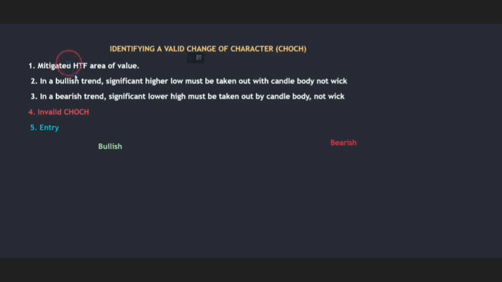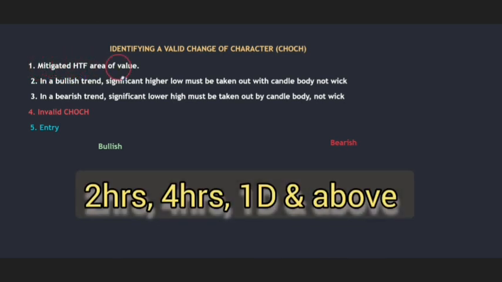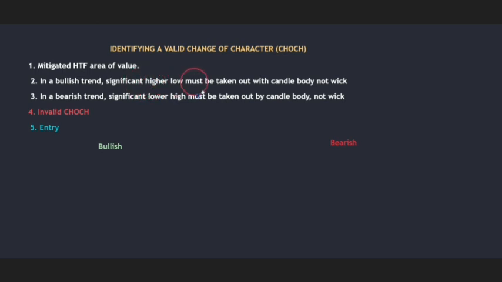First of all, the first condition is that there has to be a mitigated area of value at a higher time frame. Second, in a bullish trend, a significant higher low must be taken out with a candle body, not a wick. In a bearish trend, a significant lower high must be taken out by a candle body, not the wick. It must be closing with the candle body, not the wick.